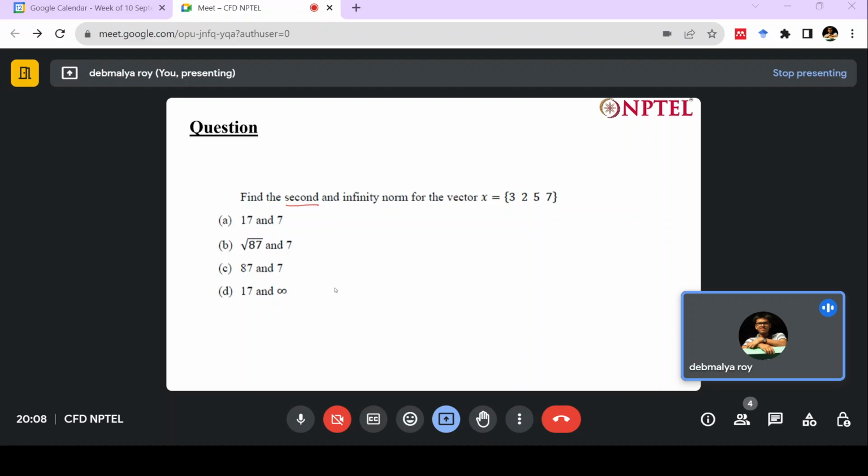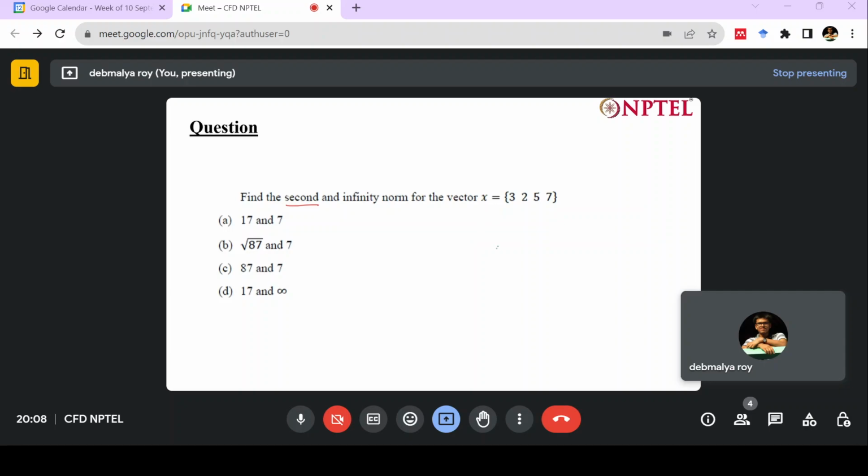So let's discuss the, yes. The question here is: find the second and infinity norm for the particular vector. So what is the second norm? The second norm is basically the Euclidean distance that we do. So squaring and root over.